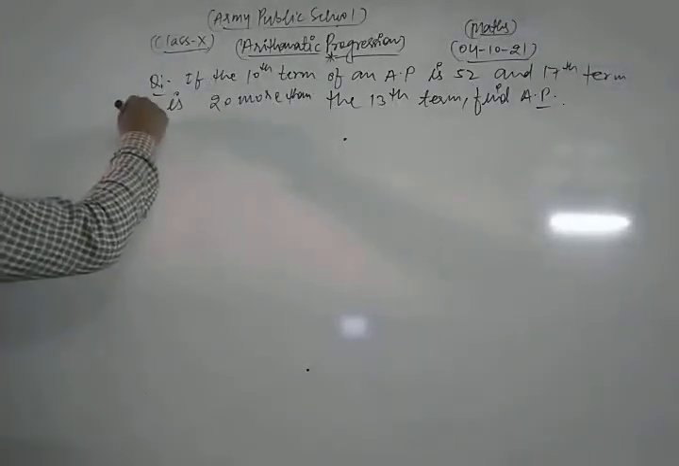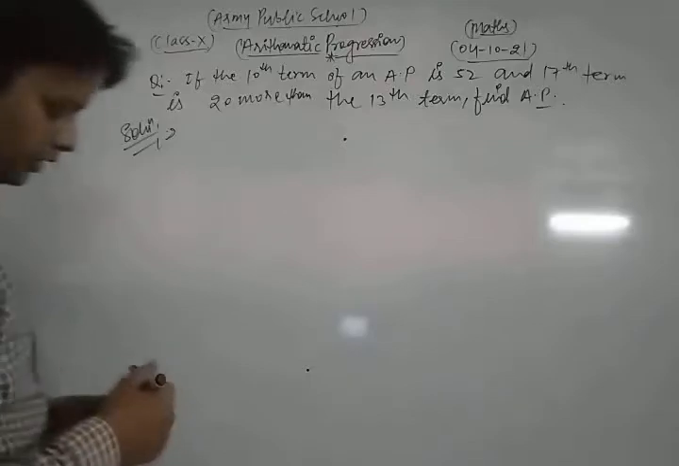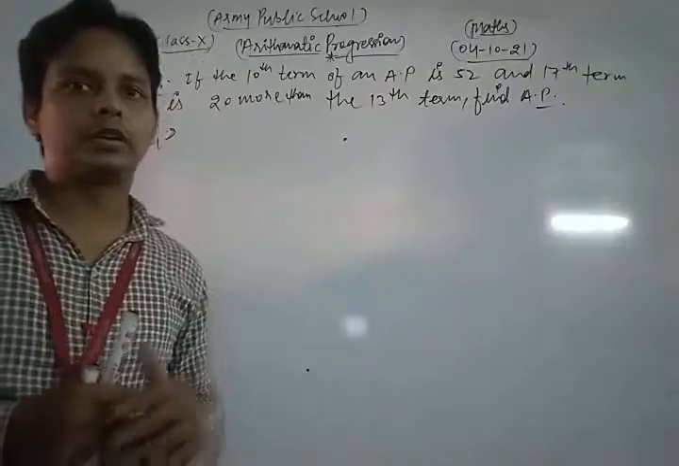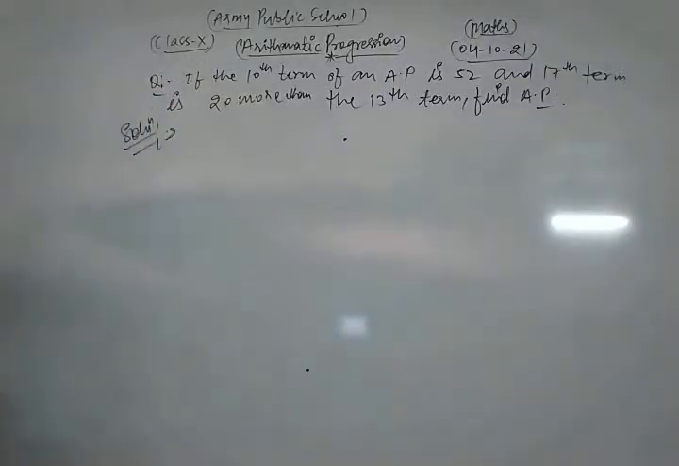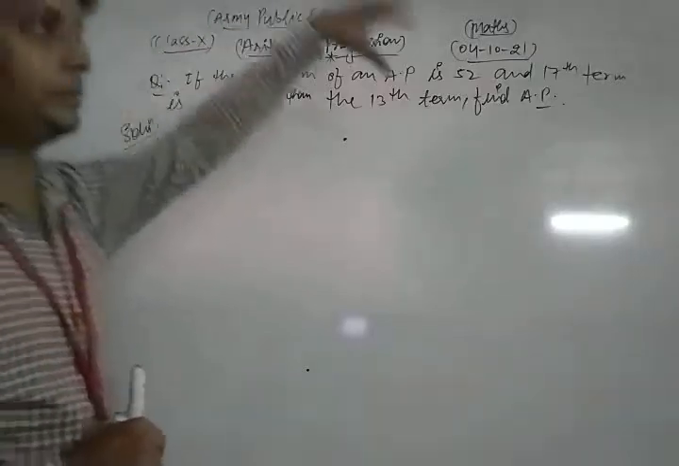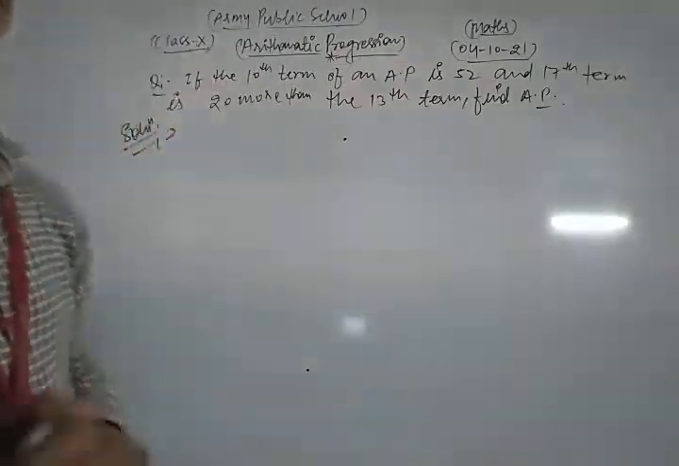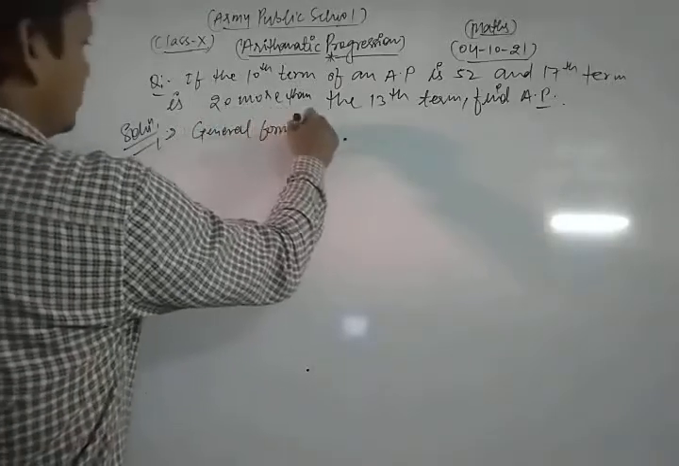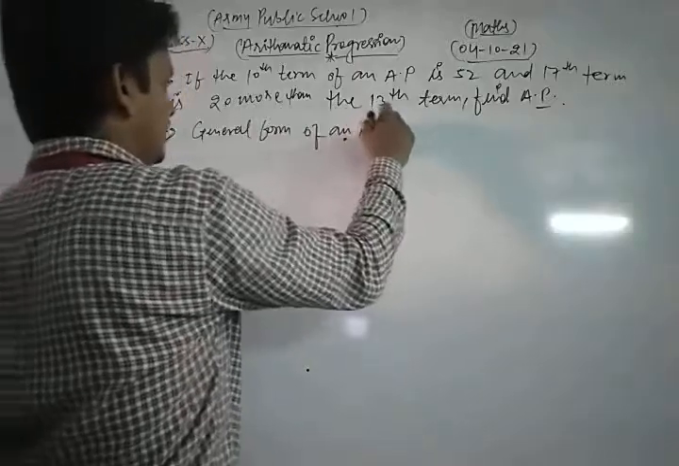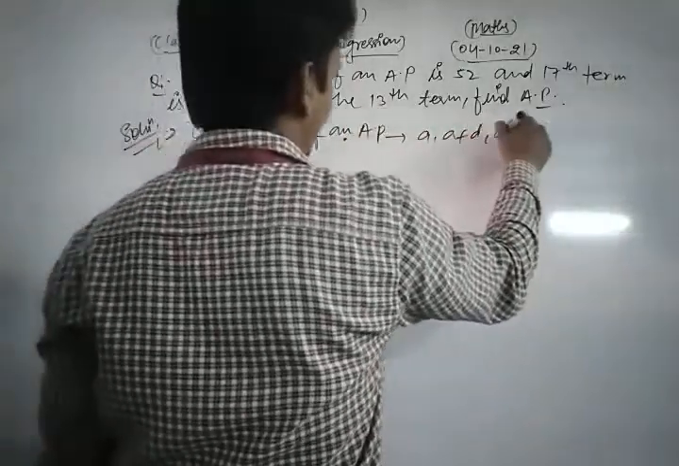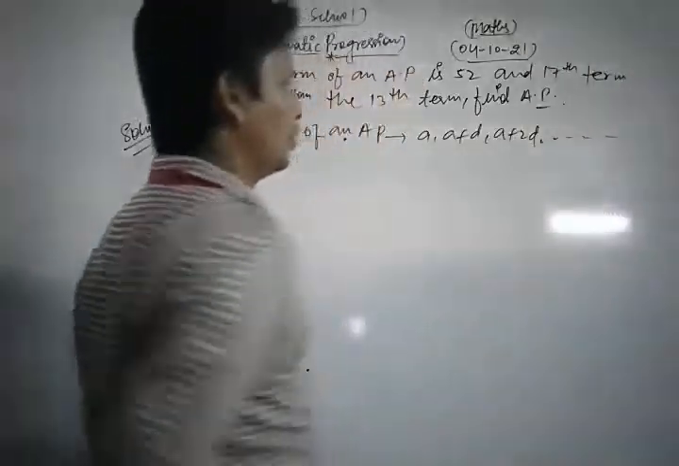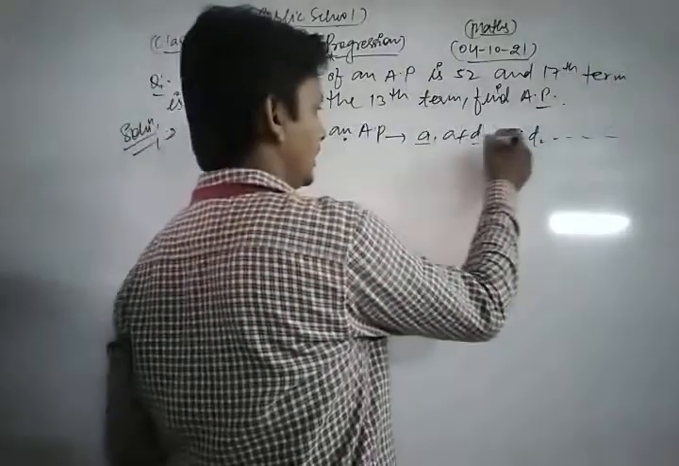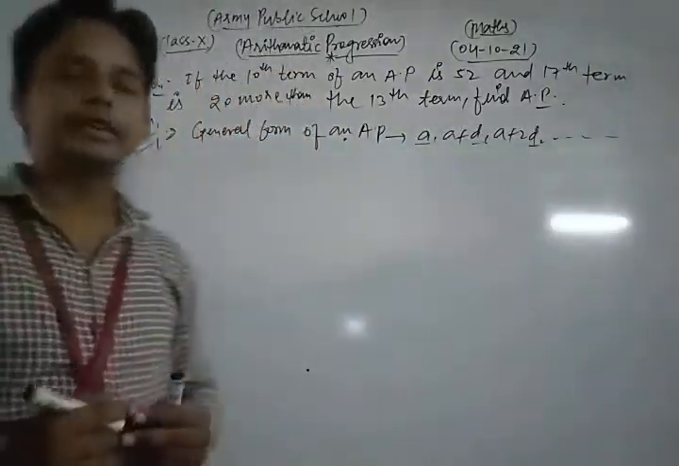Now let's see what the process is to solve this type of question. Look, this is a very important question related to your topic. Here we have to find the AP, and you know that the general form of an AP is A, A plus D, A plus 2D and so on. Here A is the first term and D is the common difference of the given AP.